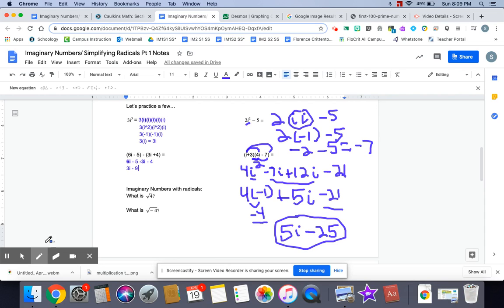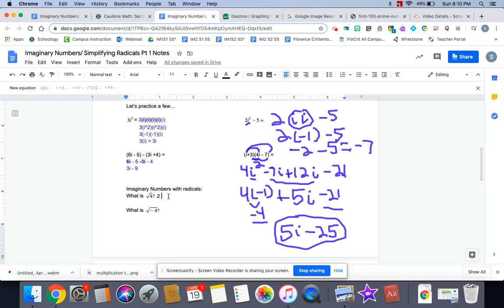So now we have to combine the two concepts: radicals with imaginary numbers. And here's how they combine. First of all, when we ask ourselves the question, what is the square root of 4? Square root means what times itself is 4. So the square root of 4 happens to be 2, because 2 times 2 equals 4.